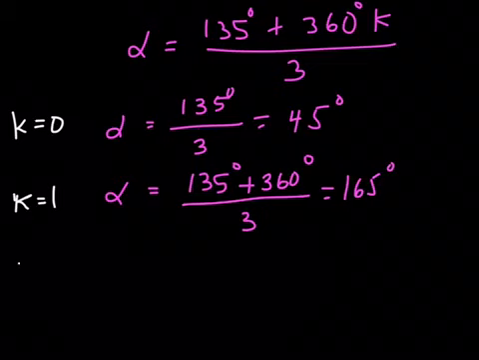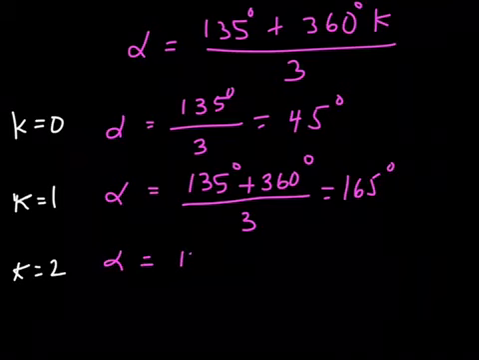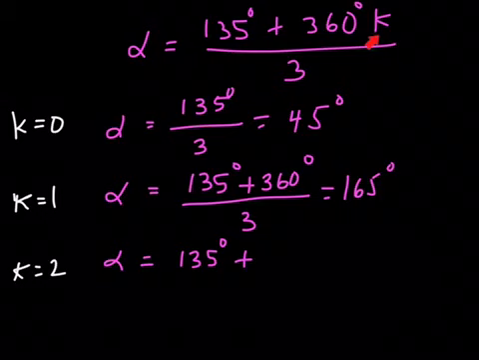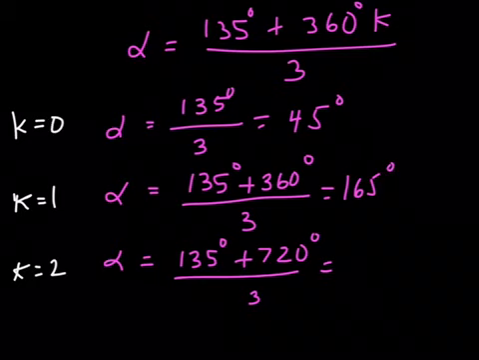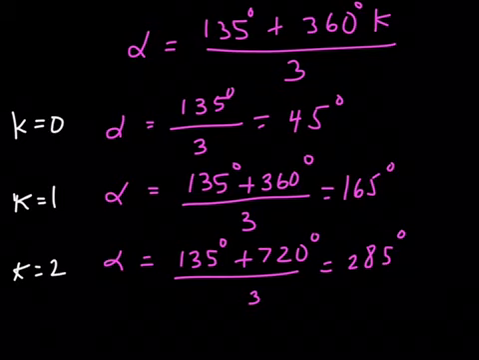Now, let k be 2. When k is 2, alpha is 135 degrees plus, now if k is 2, 360 degrees times 2 is 720. So let me plug that in here. Don't forget, everything is divided by 3. Now if you do the arithmetic, you'll see that this is equal to 285 degrees.